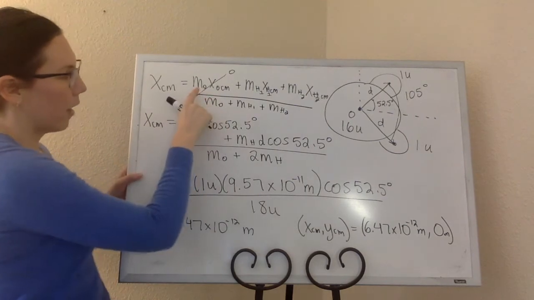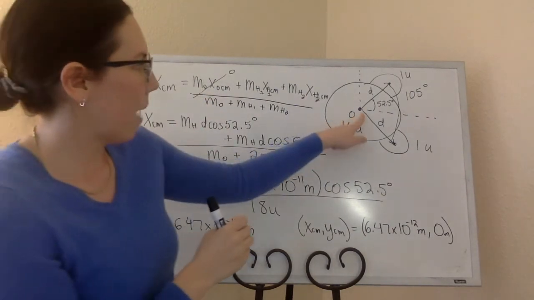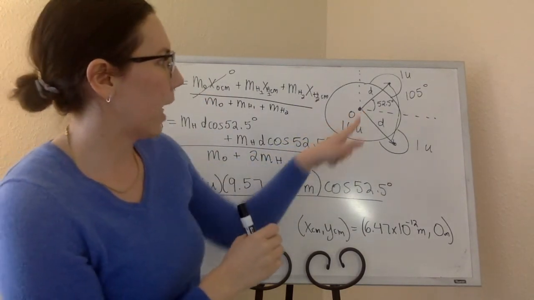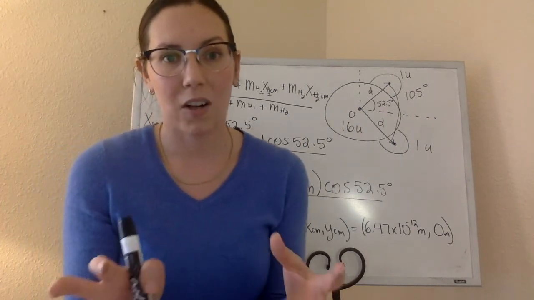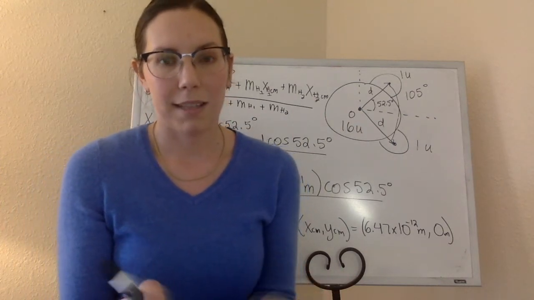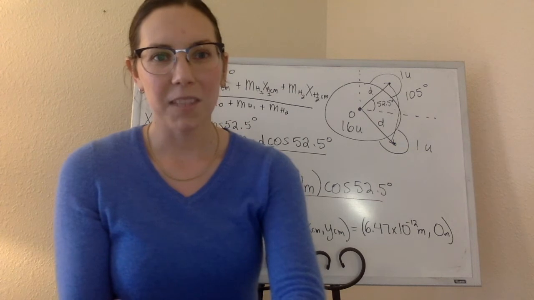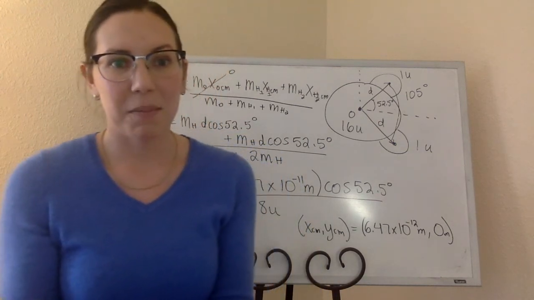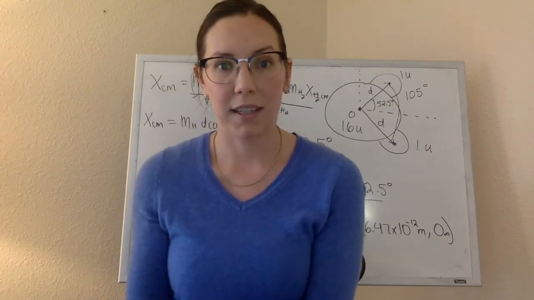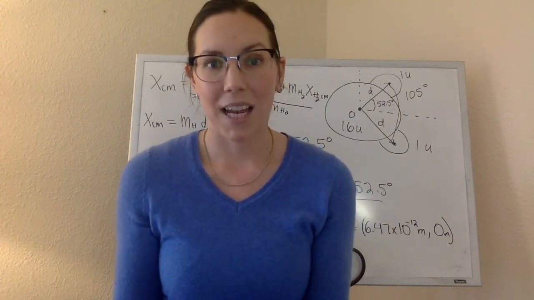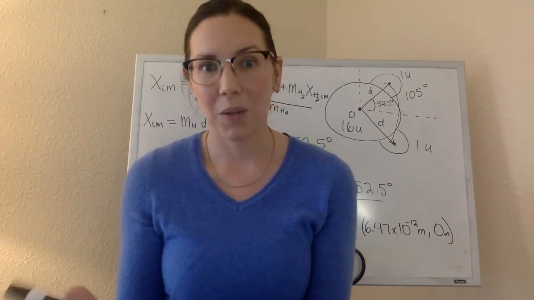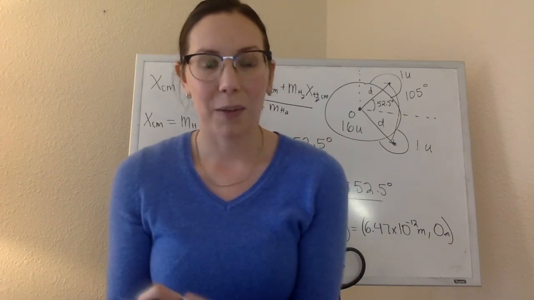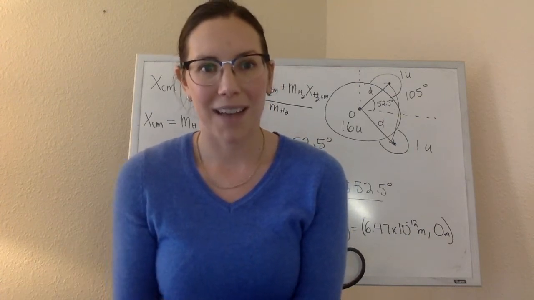Now I've crossed out the mass of oxygen times x oxygen because that's at the center of our coordinate system, at the origin. Like any vectors, this center of mass position vector is measured relative to an origin. So make sure to always set an origin, if it hasn't been done for you, to have a reference to give the coordinates of the center of mass.